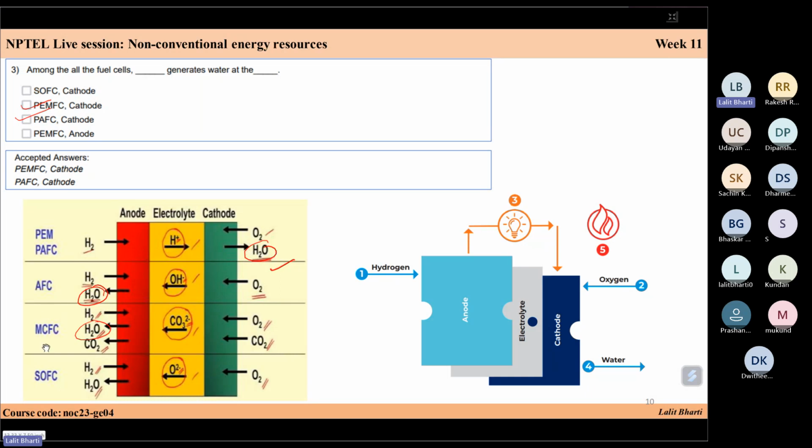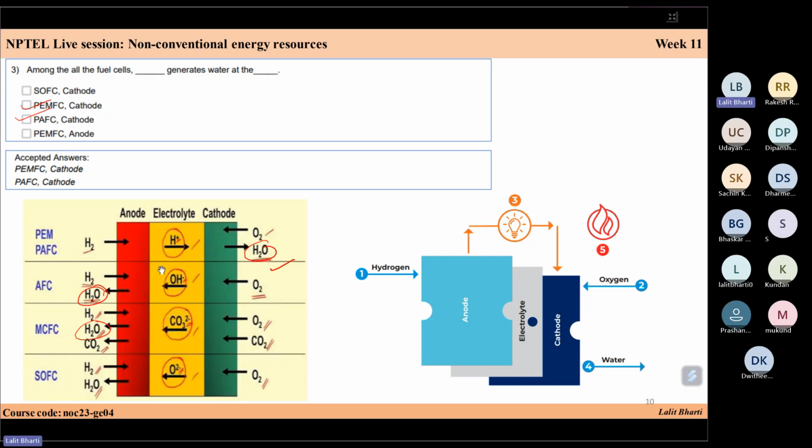But what will happen in other cases? Your OH minus, O2 minus, or CO3 2 minus will travel from the cathode to the anode to form H2O. So in these cases, you will get H2O and byproducts like CO2 at the anode side. But in PEM, wherever you get proton exchange, you will get H2O as a byproduct at the cathode side. So the second and third options are correct for our question 3.